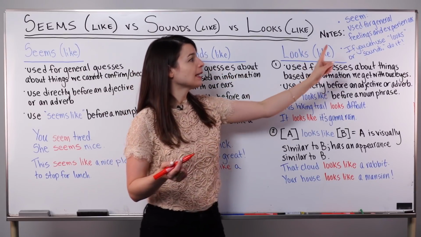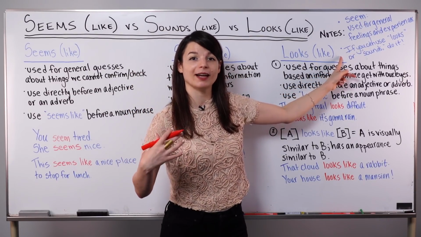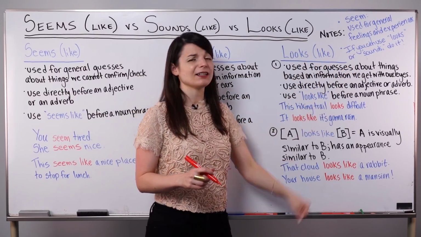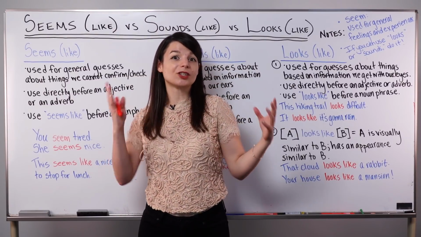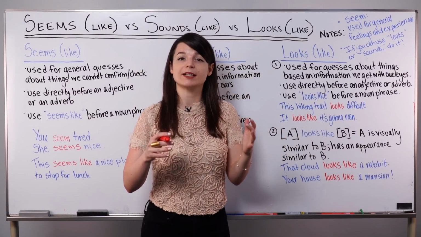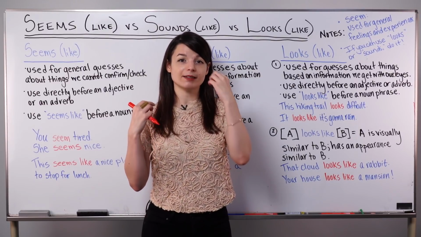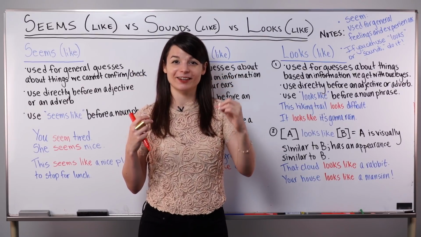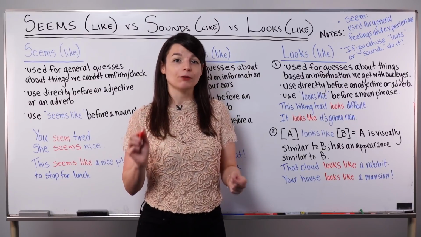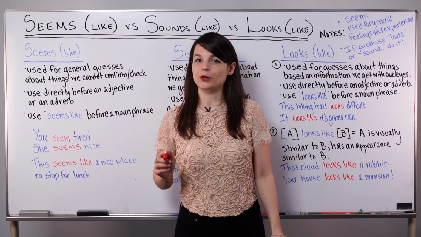But if you can use looks or sounds to describe that thing or to make your guess, it's probably going to sound a little more natural to use that. So I just said, this hiking trail seems difficult. That sounds quite general. But if I say this hiking trail looks difficult, it sounds better because the listener understands I can see the trail. So I'm making a guess based on the information in my eyes. I can see it, so that's why I'm saying this. That's the reason for this comment. So if you can, try to use looks or sounds to make your guess. Seems does sound more general.